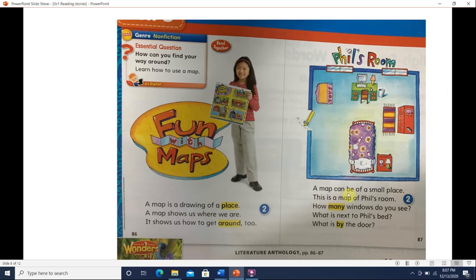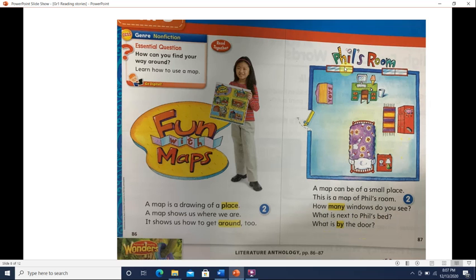Here it says on page 87, Phil's room. A map can be of a small place. This is a map of Phil's room. How many windows do you see? What is next to Phil's bed? What is by the door? Okay, so as you see here, this is a drawing of a room.